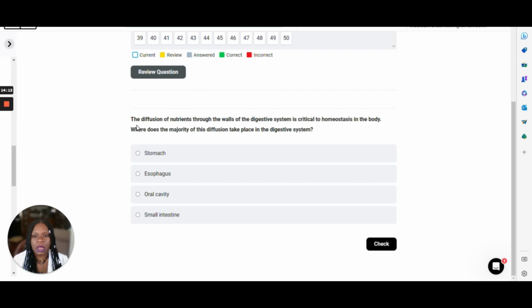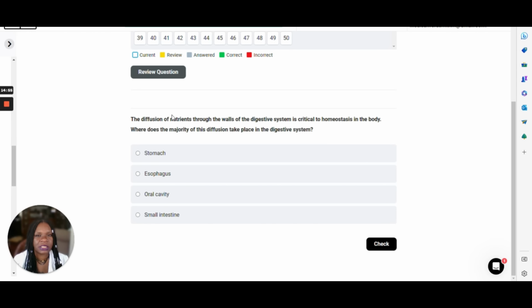Next question. The diffusion of nutrients through the walls of the digestive system is critical to the homeostasis in the body. Where does the majority of this diffusion take place in the digestive system? Is it the stomach, the esophagus, the oral cavity, or the small intestine? Now, when you see these questions, try to pick out the keywords. When you hear about nutrient absorption, it's tempting to say it could be the stomach. It could be, that's definitely where it could be happening. But that's not what this question is asking us. It's asking about the diffusion of nutrients.